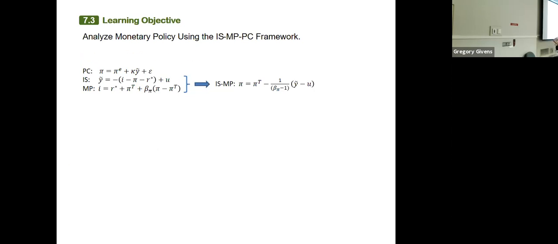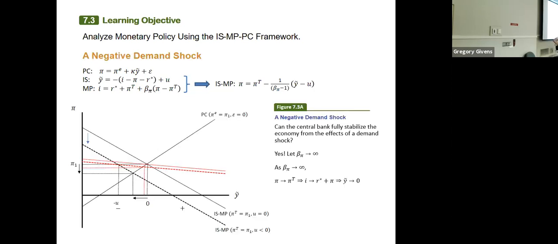And so there is a much smaller reduction in the output gap and a much smaller reduction in inflation. If beta pi goes all the way to infinity, then the slope of the ISMP curve is 0, and it becomes perfectly horizontal. And when that's the case, you notice from the ISMP curve that inflation will always be equal to target inflation. So the central bank will be able to fully stabilize inflation in response to the demand shock.